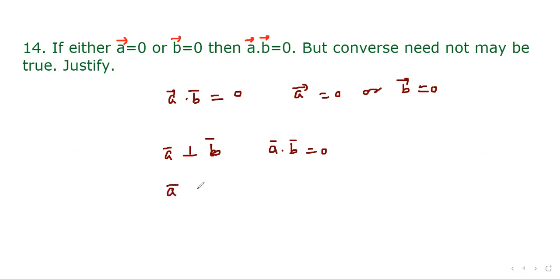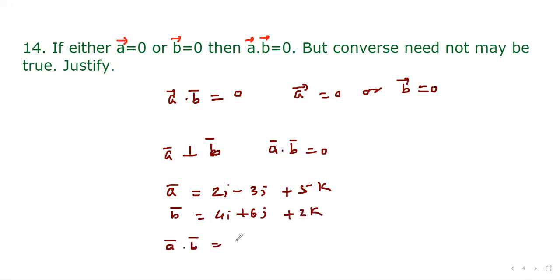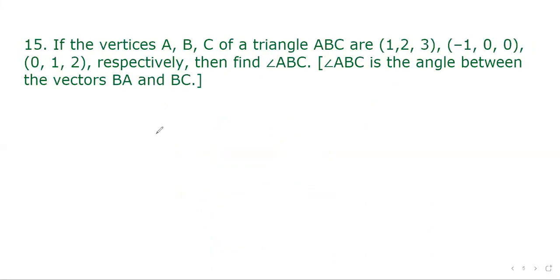Let's consider one example. Suppose a is 2i minus 3j plus 5k, and b is another vector which is 4i plus 6j plus 2k. If we find dot product, it will be 8 minus 18 plus 10, which will be 0. So a dot b equal to 0, it does not imply that vector a is 0 and vector b is 0. So let's go to question number 15.